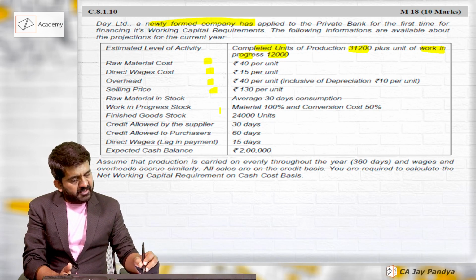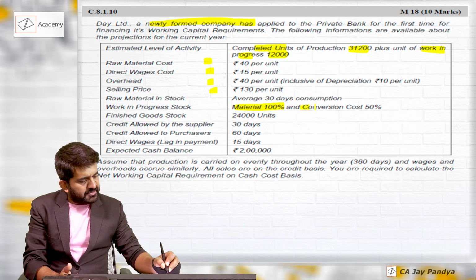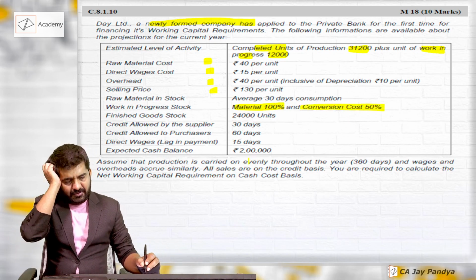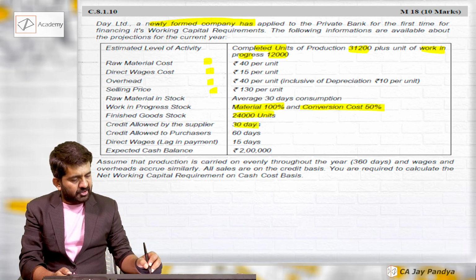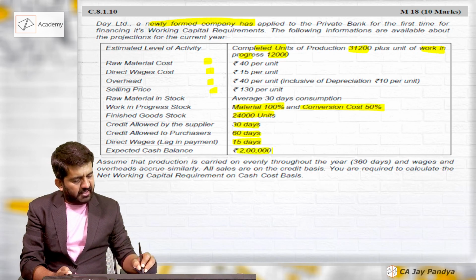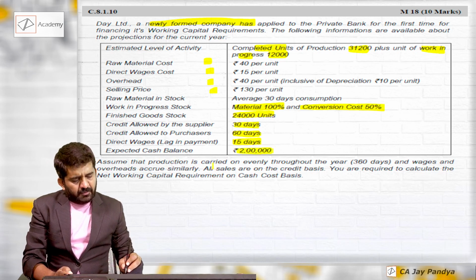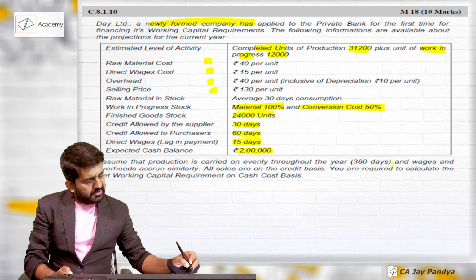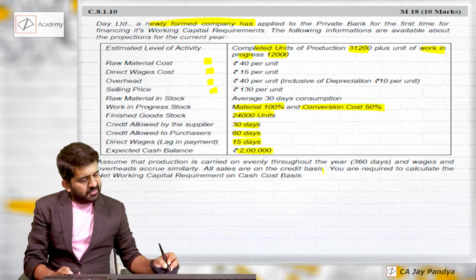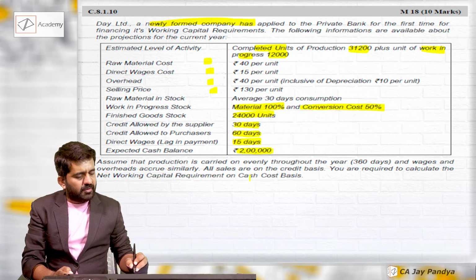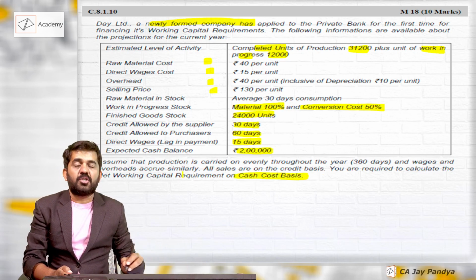Work in progress: material is 100% complete and conversion cost, that is labor and overhead, is only 50% complete. Finished goods stock is 24,000 units. Credit allowed by the supplier 30 days. Credit allowed to purchaser 60 days. Direct wages lag in payment 15 days. Expected cash balance 2 lakhs. Assume that the production is carried out evenly throughout the year of 360 days, and wages and overhead occur similarly. All sales are on credit basis. You are required to calculate the net working capital requirement on cash cost basis.